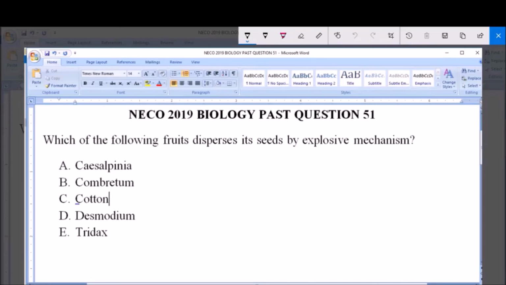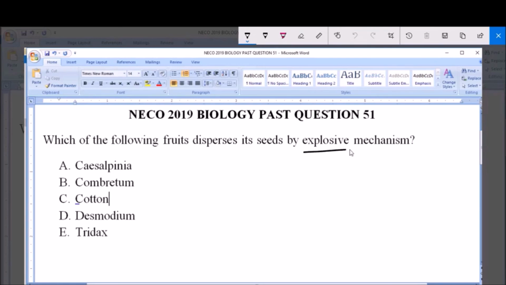I will be answering NECO 2019 Biology Past Question 51. Which of the following fruits disperses its seeds by explosive mechanism? A. Caesalpinia, B. Combretum, C. Cotton, D. Desmodium, and E. Tridax. So we are asked for the fruit that disperses its seed by explosive mechanism.